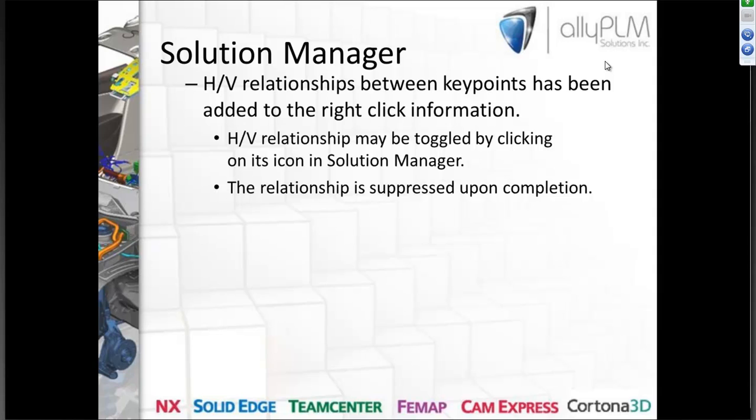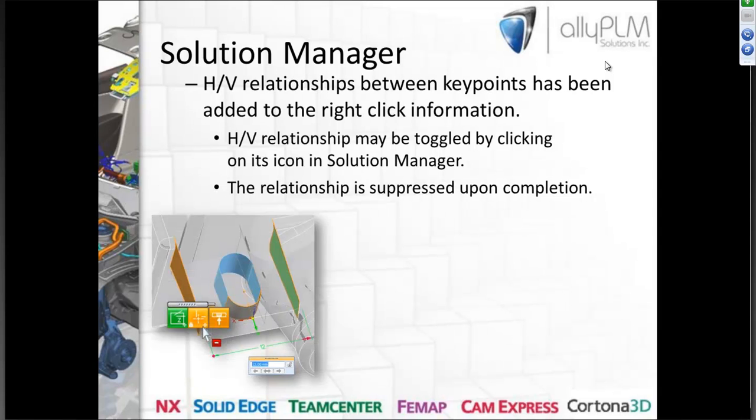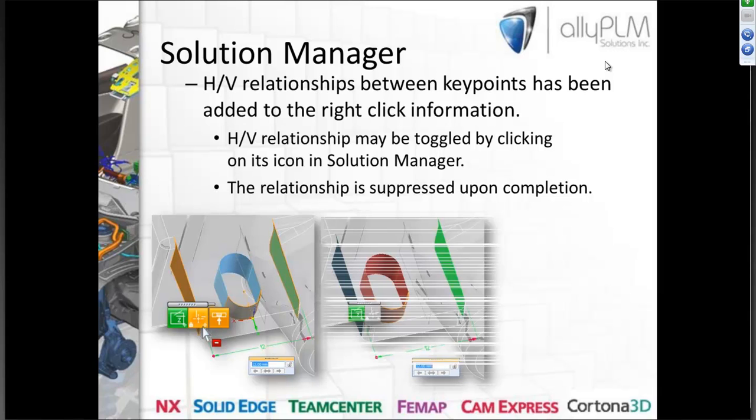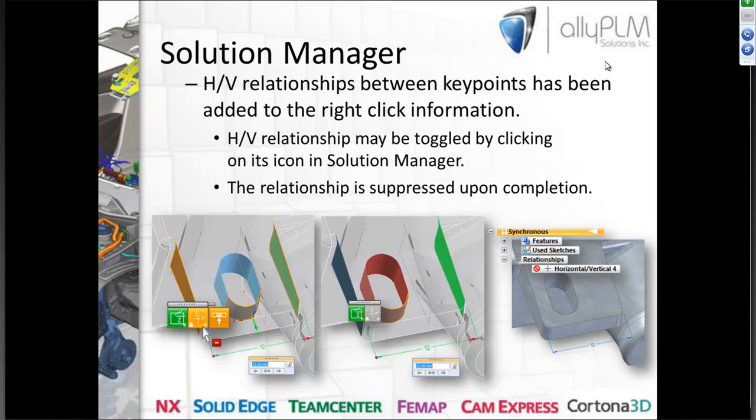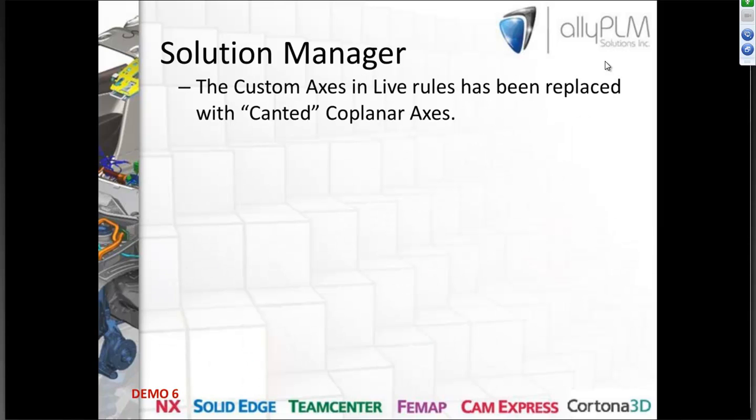And now horizontal and vertical relationships are going to be exposed through Solution Manager. So sometimes we get things like, for example, these horizontal vertical relationships that don't show up as a live rule, but they're a rigid relationship, persisted relationship, I should say, that we need to manage during the edit of our part. So we'll take a look at that here in just a moment as well.